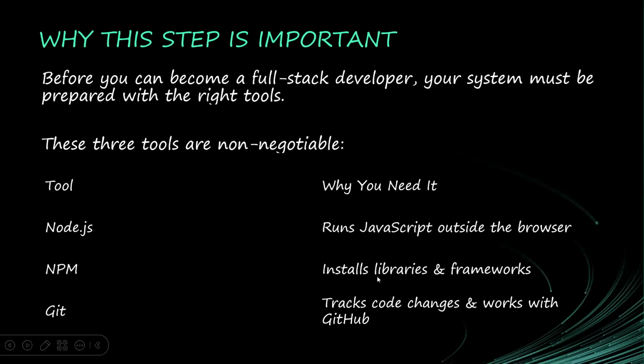Then NPM comes with Node.js, but NPM is what we use to install other people's libraries and frameworks that other people have created. Do you understand? So Git is what we use to track our code changes and works with GitHub. Okay, so let's take a look at the three of them.